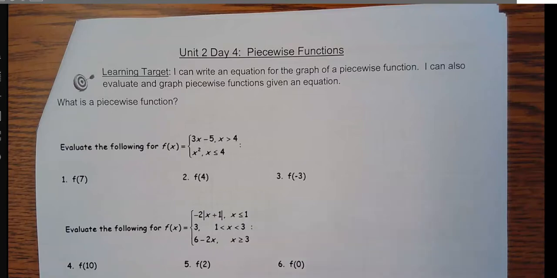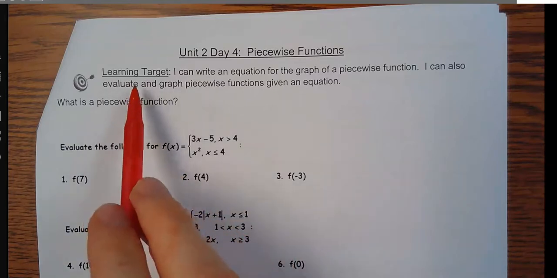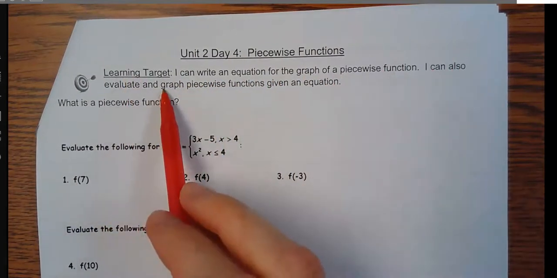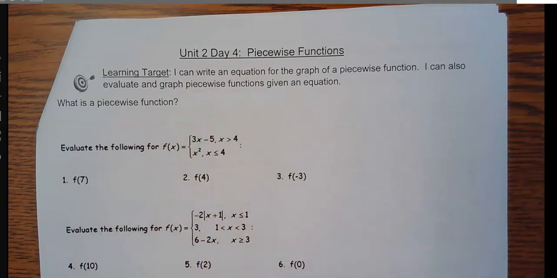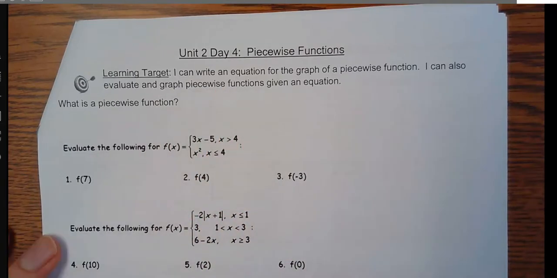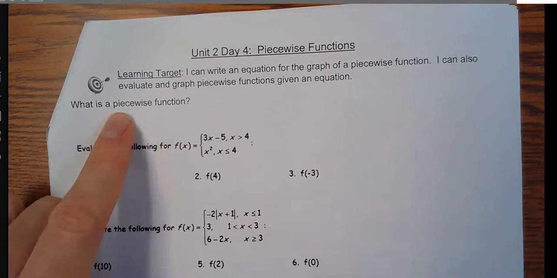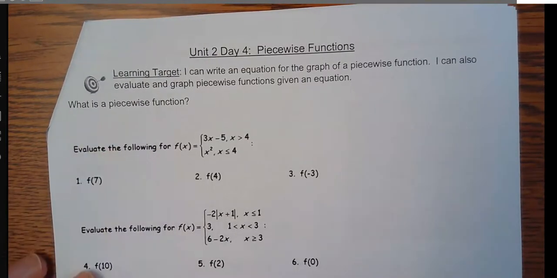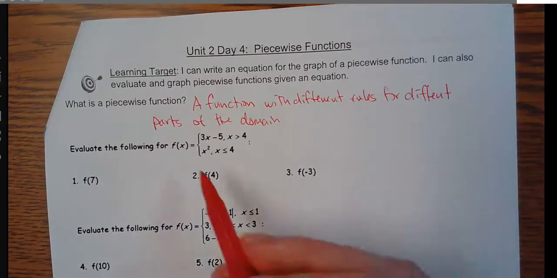But on this one, well, I guess we'll do our learning target here. So learning target: I can write an equation for the graph of a piecewise function, and I can also evaluate and graph piecewise functions given an equation. So the definition for a piecewise function is a function with different rules for different parts of the domain. So here's an example of one.